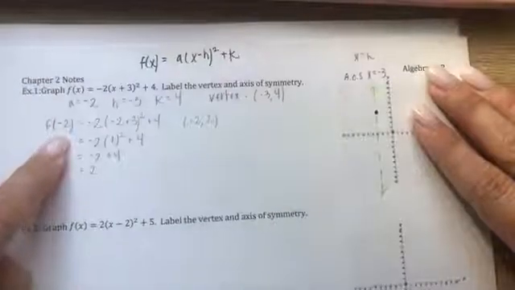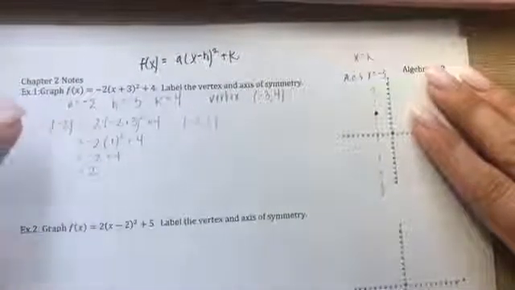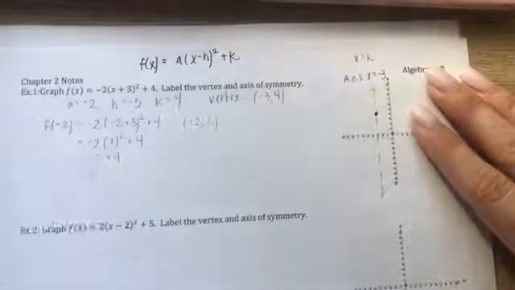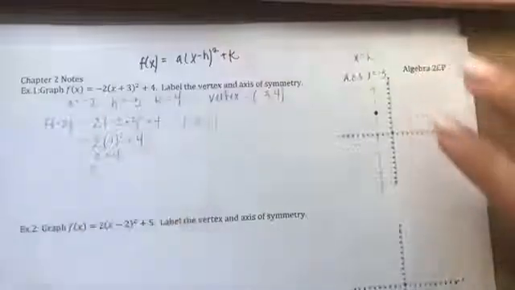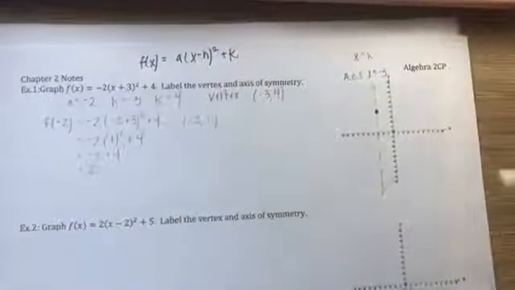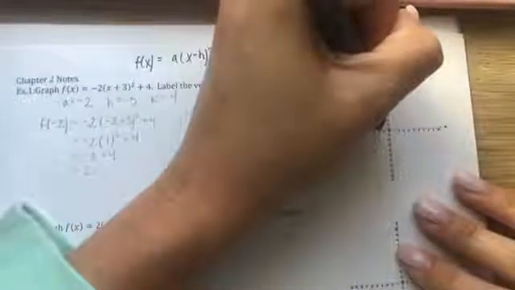The value I plug into the function is my x, or my input, or my domain. The value I get out is my output, or my y value. So I have a point at negative 2, 2. So I'm going to go ahead and plot that point now. So negative 2, 2.